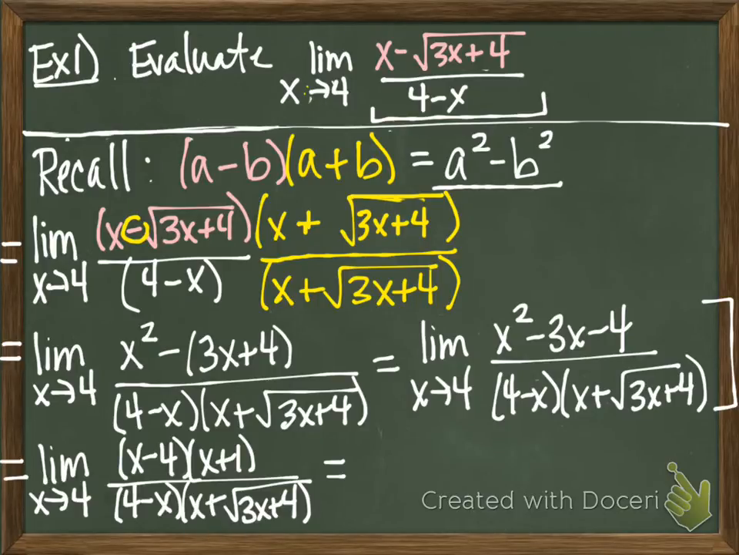And I'm pretty close to being able to cancel. I have an x minus 4 factor and a 4 minus x. So you know what we need to rewrite. Let's rewrite that 4 minus x in the denominator. Let's pull out a negative.